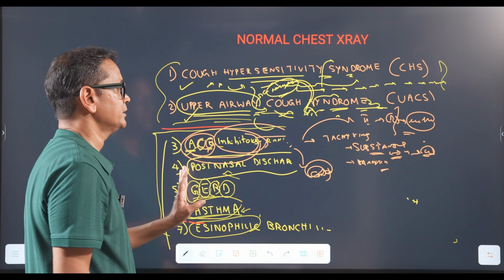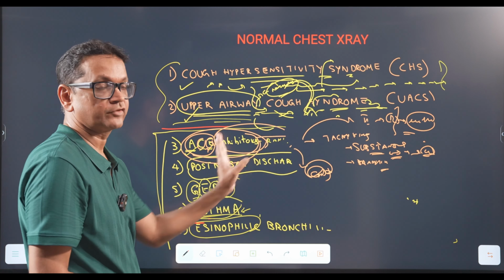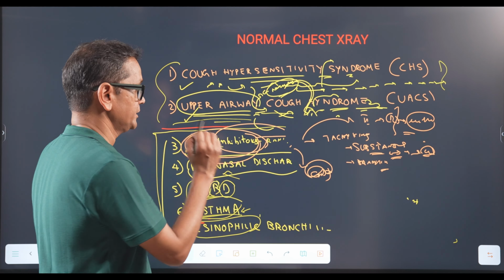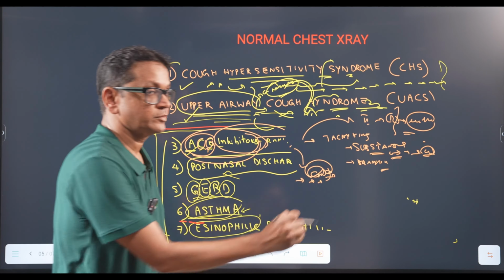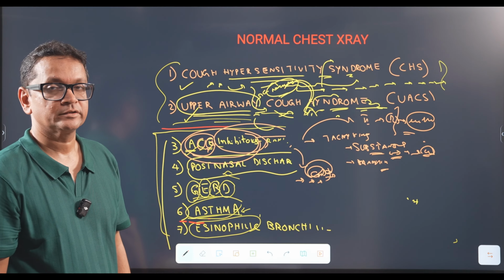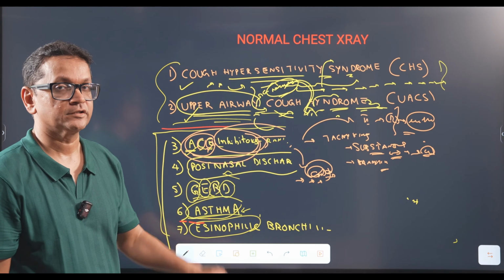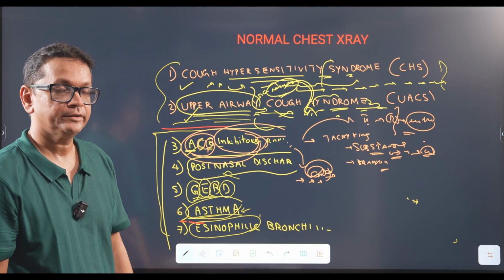So here we are doing a drug off trial, meaning we are stopping the drug and assessing the prognosis. If it is really ACE inhibitor related cough, the patient should become symptom free at the end of 4 weeks. If not so, suspect other etiology. Okay, got the point?